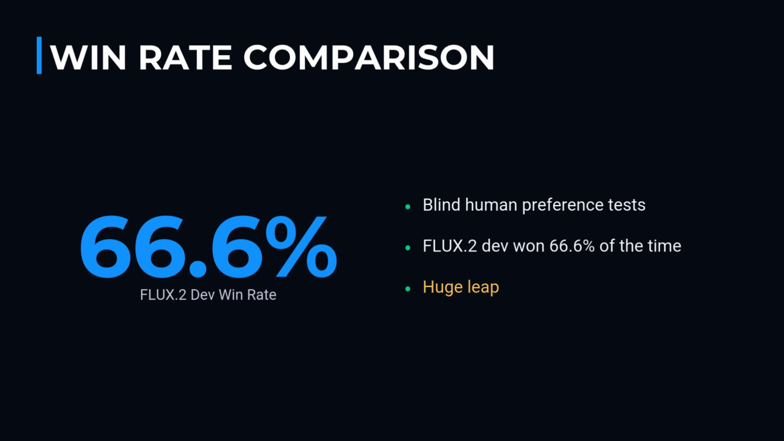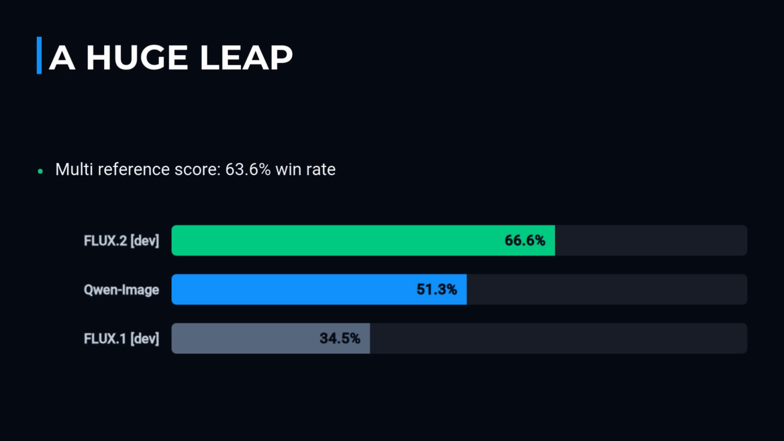They ran blind human preference tests, a win rate comparison, pitting FLUX.2 against all the big competitors. Right. In just standard text-to-image, the open-weight FLUX.2 Dev won 66.6% of the time. Wow, so 2/3 of the time, human testers just flat out preferred the FLUX.2 image. Yep. And for context, a great model like Qwen Image was at 51.3%.